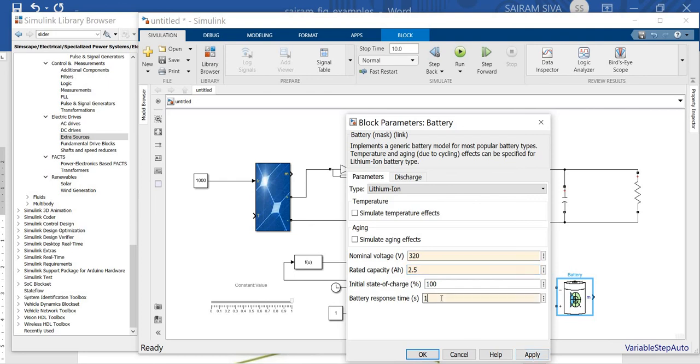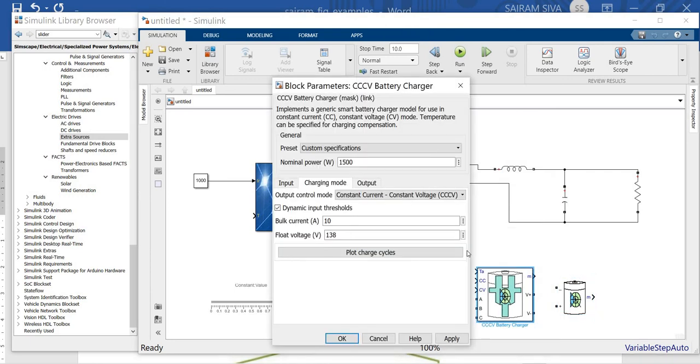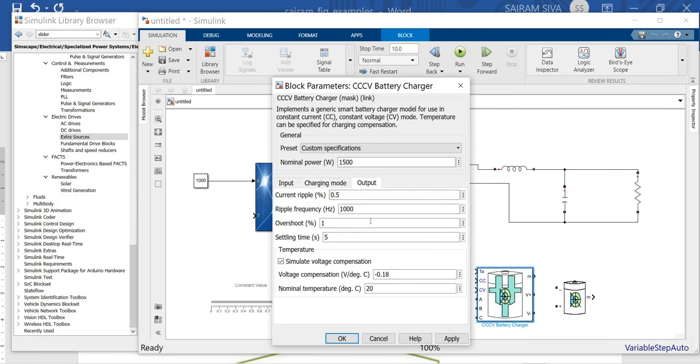This applies the status of that system. I am going to respond for 1 second. Initially, the battery is assumed to be at 75% charging. Again, double click this charging system. I am going to fix the current. What is the current? 2.8. Here I also fix the 5 amps, right? So that is the output.